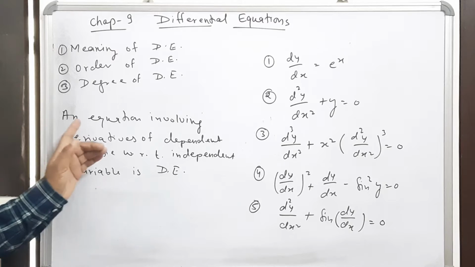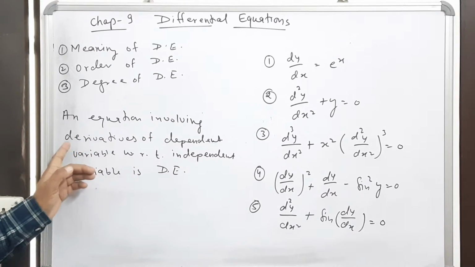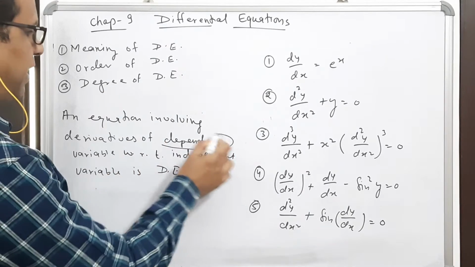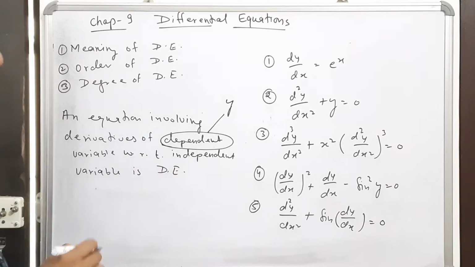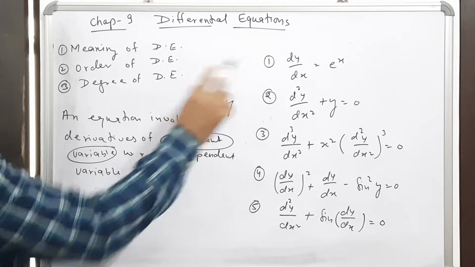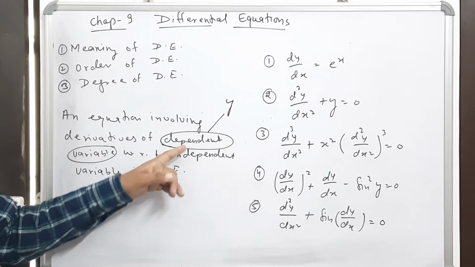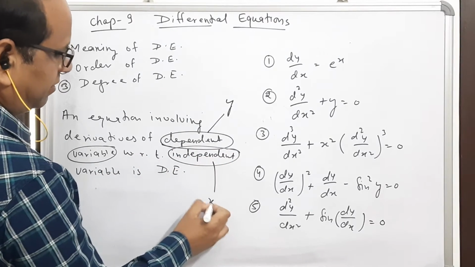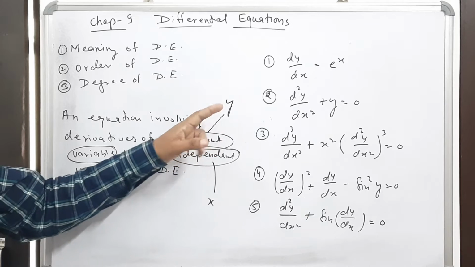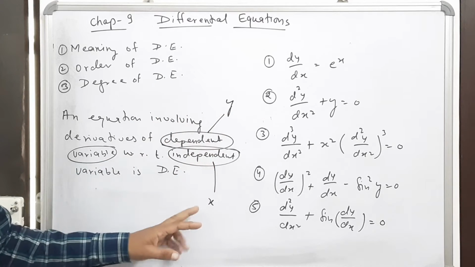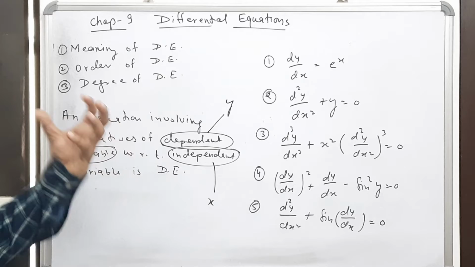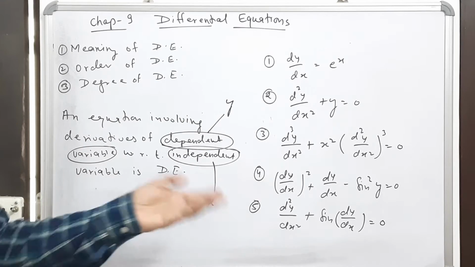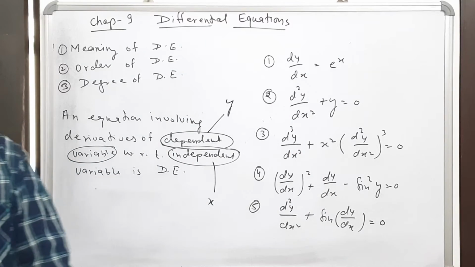Now you see, an equation involving derivatives of the dependent variable. Here the dependent variable is y. What is the dependent variable? y. So the derivative of y with respect to the independent variable. What is the independent variable here? It is x. So we can say the derivative of y with respect to x. The equations which involve these are the differential equations. Indirectly we can say that these are the results of the derivative.